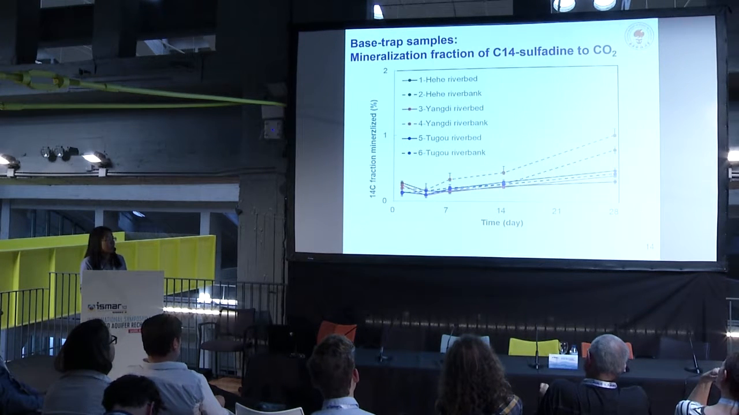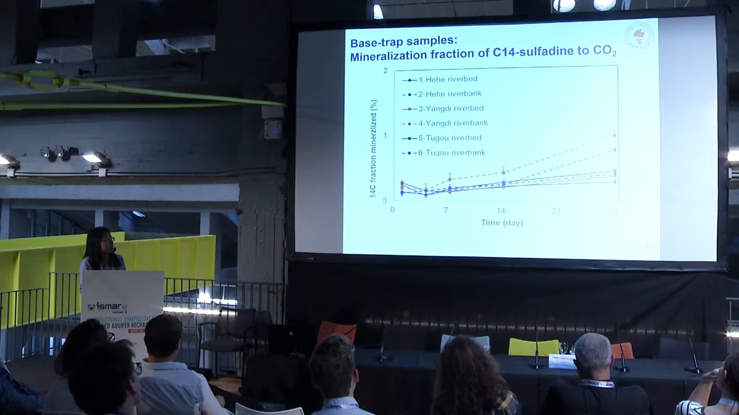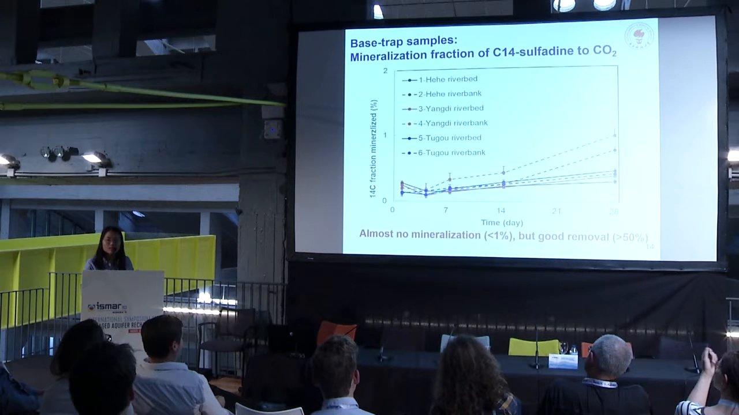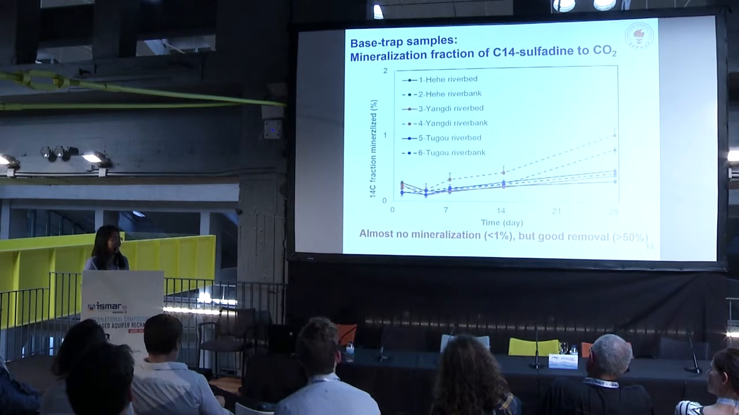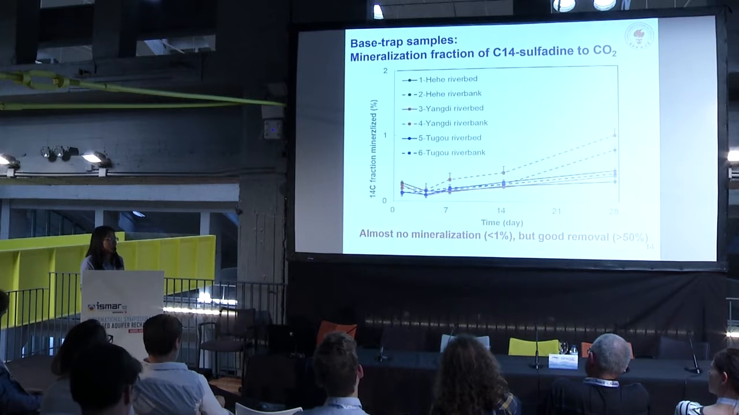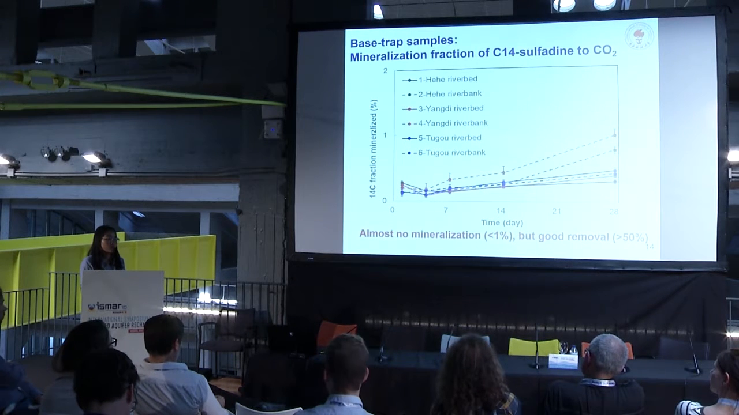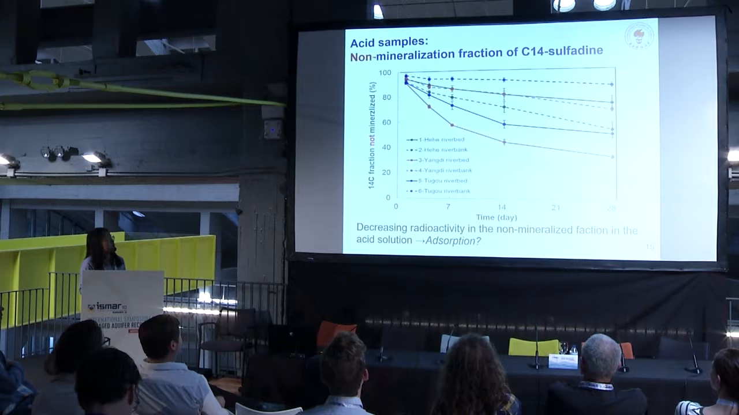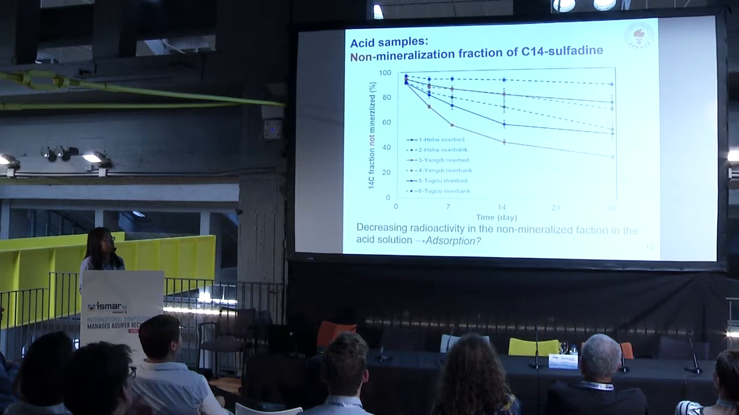Actually, we see some difference, but I have to emphasize that this is only from 0 to 2%. So unfortunately, we feel like there's no mineralization for all of this sediment, for all of the carbon-14 compounds. But we also find almost no mineralization, but still good removal performance compared to the degradation. So it must be not mineralization; probably some other mechanism or pathway happened here. And when we check the acid sample, we find the non-mineralization fraction of the carbon-14 labeled compound.